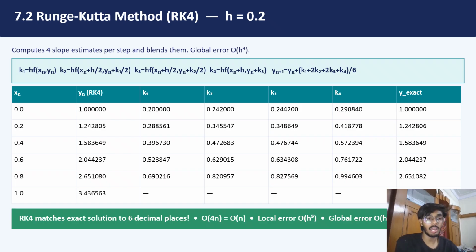By using this formula, we can obtain for 0.0 the value 1. For 0.2, we can obtain the value 1.242805, and respectively so on. The Runge-Kutta method matches the exact solution to the sixth decimal. Here, using the Runge-Kutta method, when x equals 1, we obtain the value of yn equals 3.436563, which is the exact value we were given at the beginning.